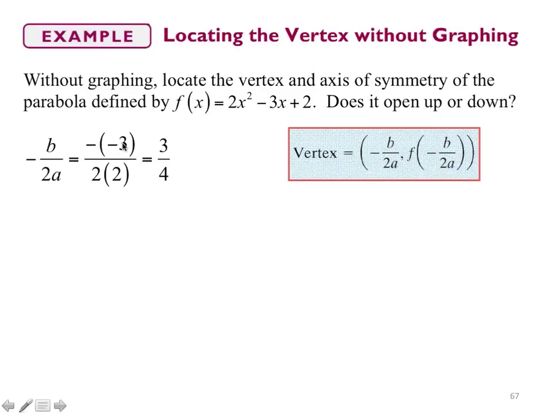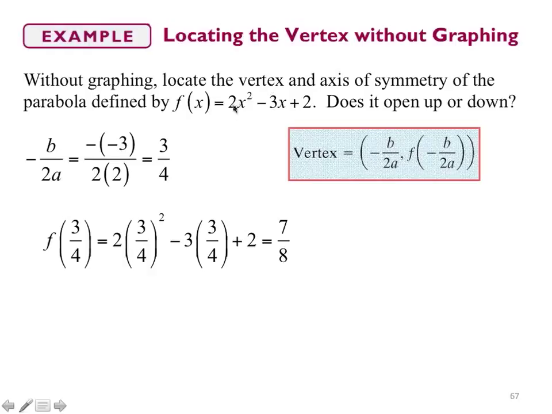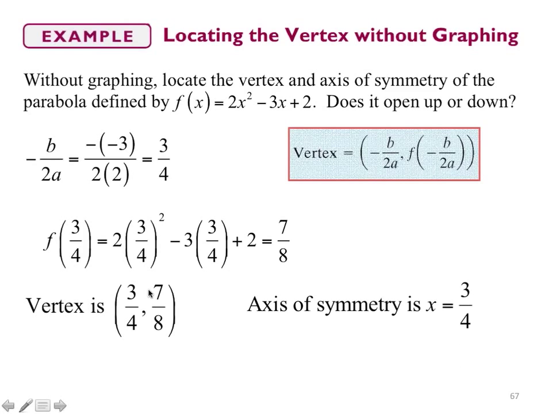So if we take the opposite of b over 2a, that means we'd take the opposite of negative 3 over 2 times 2, which would give us 3/4. And then we would have to take our 3/4 and actually plug it in, okay? Now I'm gonna leave that for you guys to do. So you'd take 3/4, you'd square it, multiply by 2, subtract 3 times 3/4, and then add 2. And if you simplify this, and you can use your calculator to do this, you'll get 7/8. So your vertex is at 3/4, 7/8.